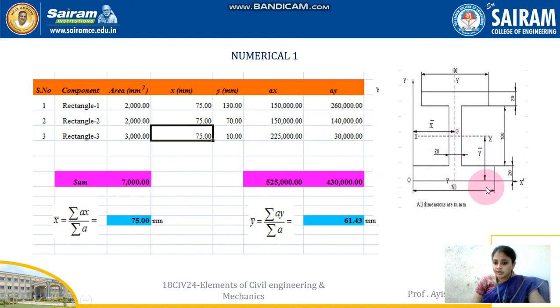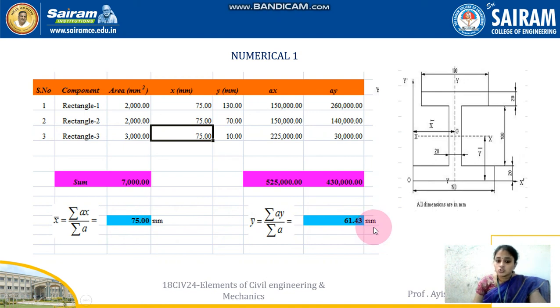Again for the third component, the centroid lies in between like this, and x3 is again 150 divided by 2, 75, and y3 is 20 divided by 2, 10. Multiply it and write it. Then take the summations, and finally you will get x bar as 75 and y bar as 61.43 mm.